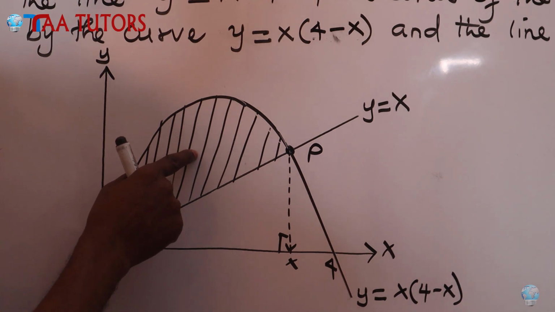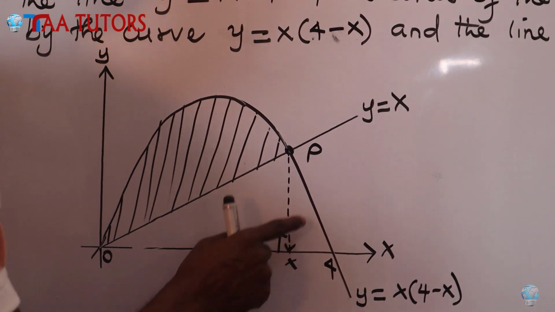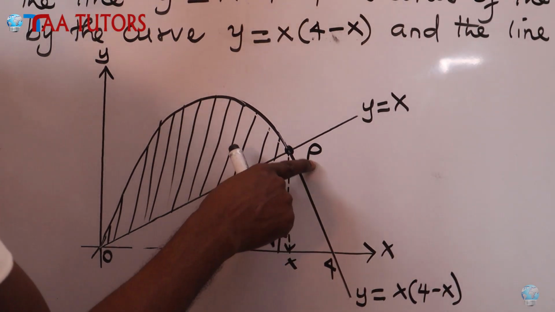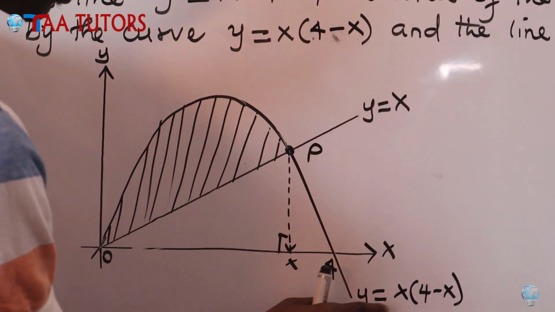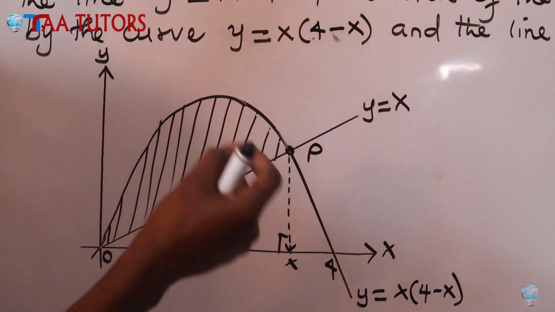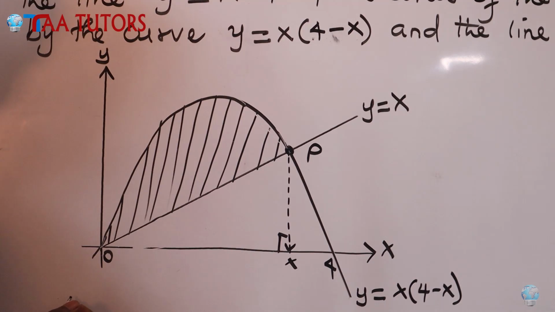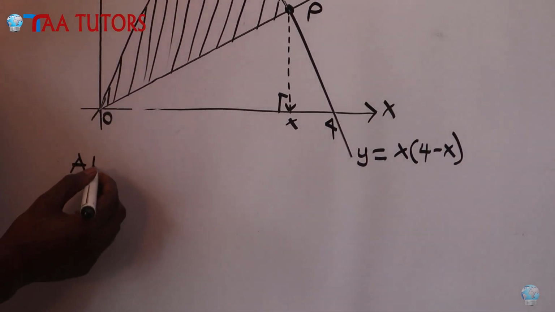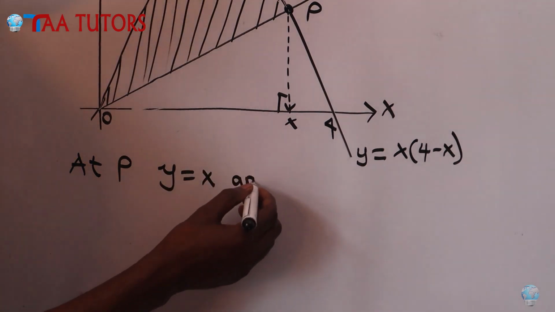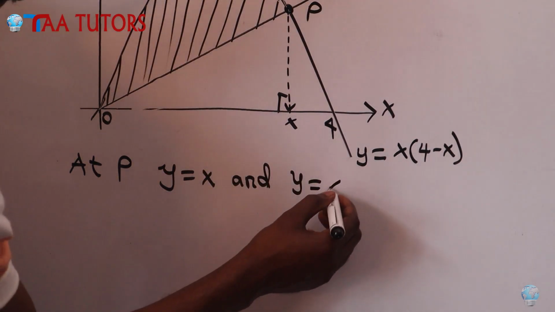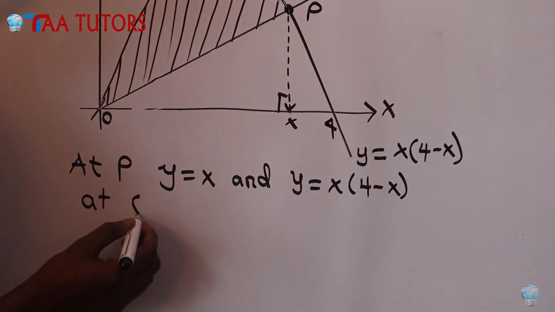So it means that I cannot get the area of this without the value of x here, which is actually going to be obtained from the coordinate of P. But you realize that at P, y equals x and y equals x into 4 minus x form simultaneous equations, meaning they share coordinates at that particular point. So I can say at P, y equals x and y equals x into 4 minus x are simultaneous.